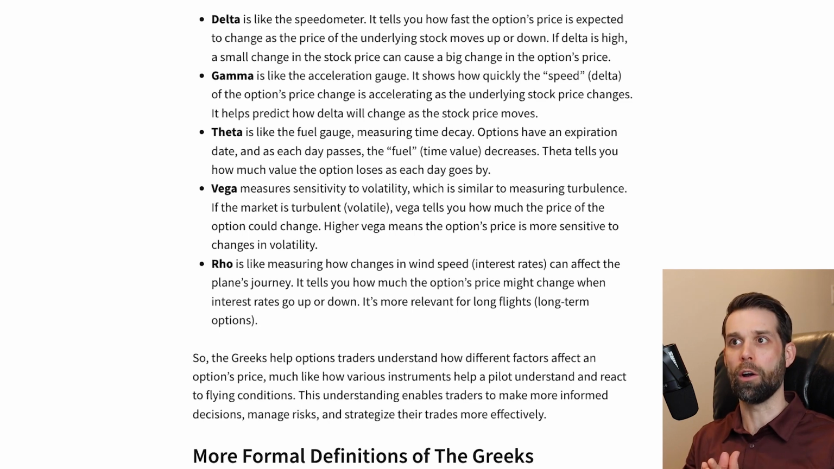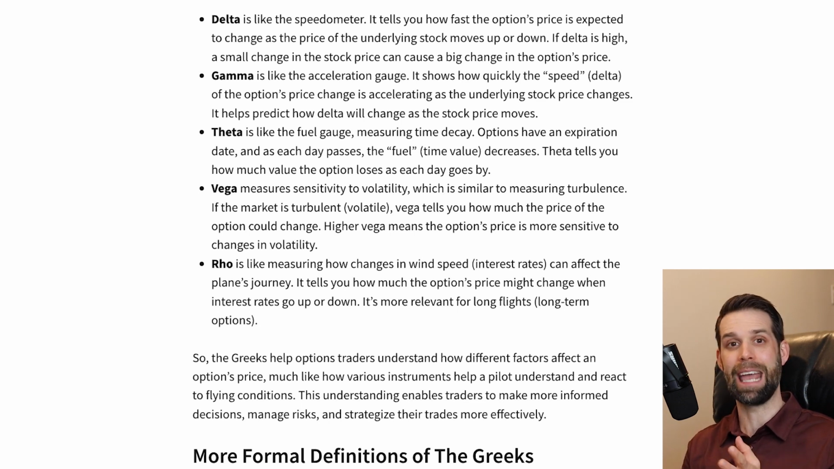So again, those are the five very popular Greeks that are used. And again, delta, for our analogy here, flying the plane, that's the speedometer. That's going to tell you the speed at which the price of the option changes when the stock moves up or down. And then gamma is like the acceleration gauge. So as it accelerates, it's going to change delta, which is going to affect the option's price when the stock price moves. Theta is like your fuel gauge.